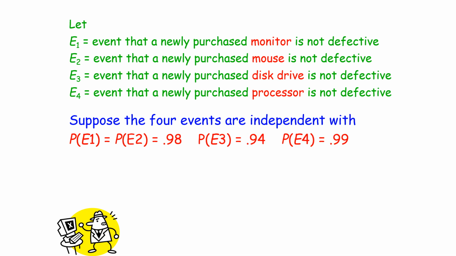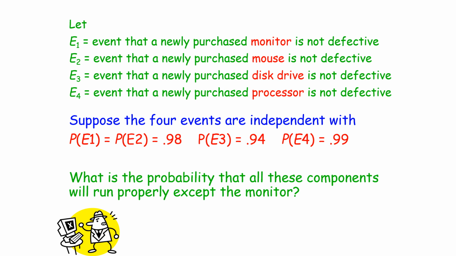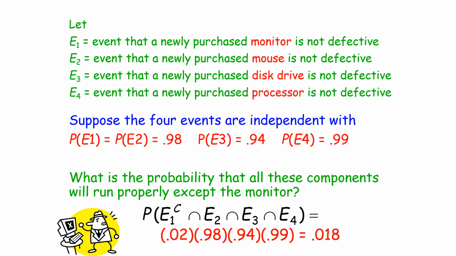Let's go back to our information. So we want to know what is the probability that all of these components will run properly except for the monitor. So we're going to take the probability of the complement of E sub 1 and E sub 2 and E sub 3 and E sub 4. So what we're going to do is replace the probability of our E sub 1 with its complement, which is 0.02. So we'll have 0.02 times 0.98 times 0.94 times 0.99, giving us 0.018.